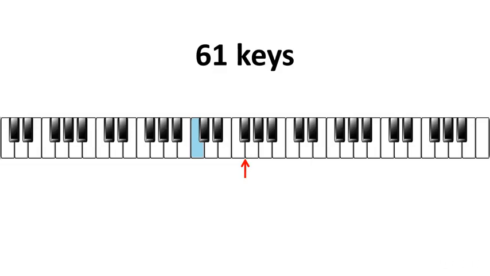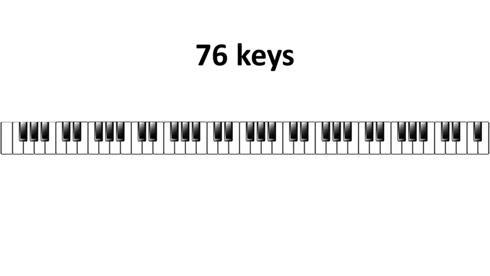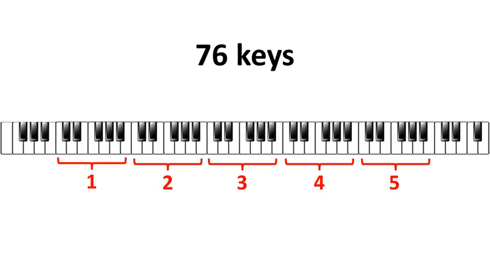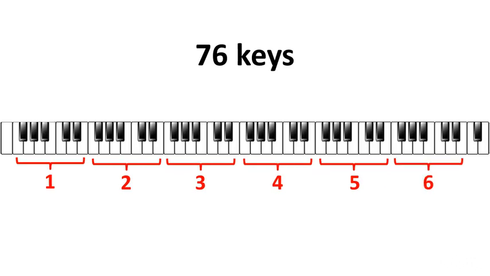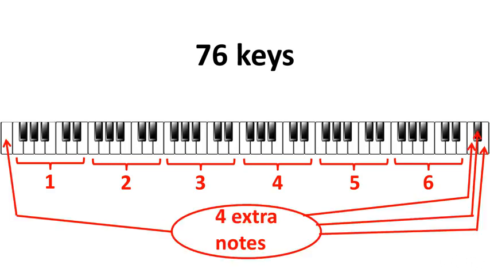Okay, a keyboard with 76 notes. You see 5 repeating patterns from C to B, plus a lot of extra notes on the left and on the right side. Now, this lot of extra notes make up more than a repeating pattern. So in this case, it's perhaps better to take the repeating pattern that goes from F to E. In that case, you can see 6 of those repeating patterns plus 4 extra notes.